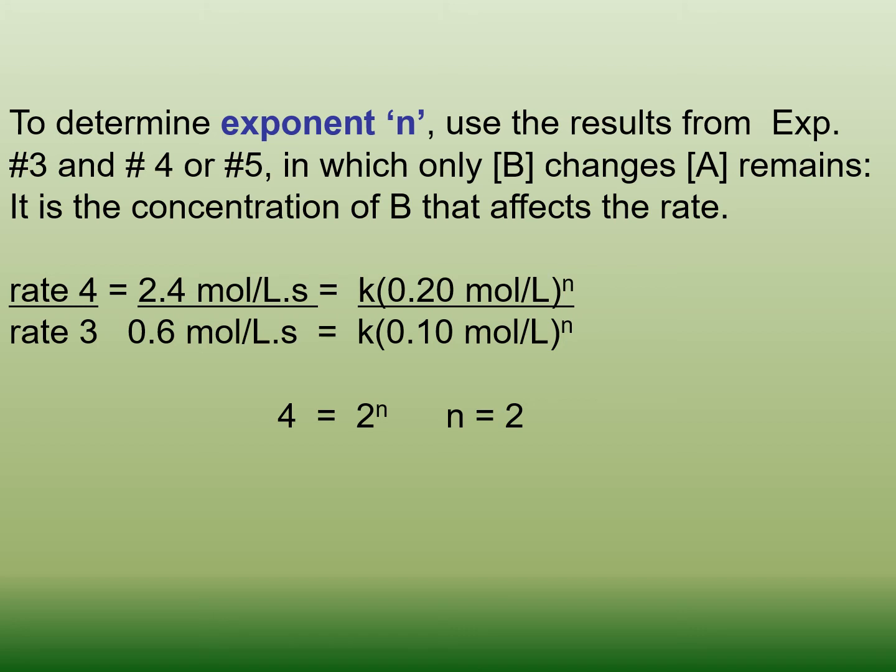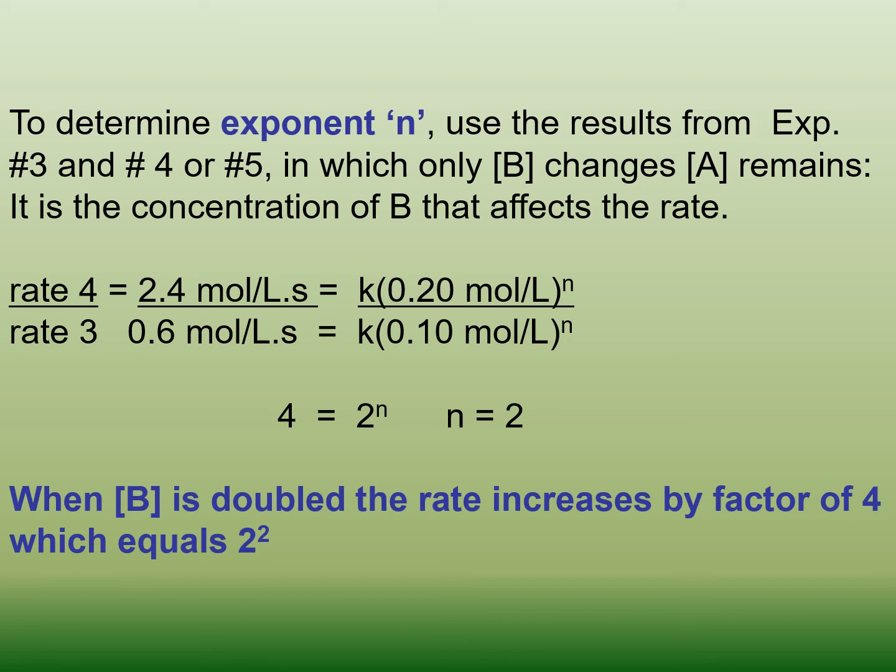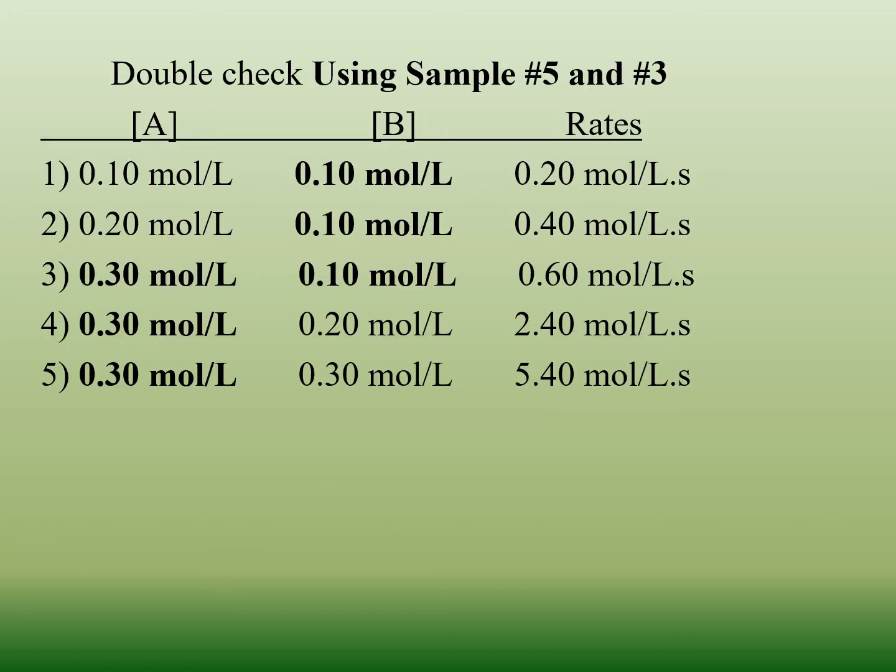What does this mean? The exponent of B must be 2. This is a second-order reaction. If the concentration of B is doubled, the rate increases by a factor of 4, which equals 2 squared. Let's double-check that exponent for B by using experiments 5 and 3. Pause the video and see if you can determine the exponent N using the data from those two experiments.